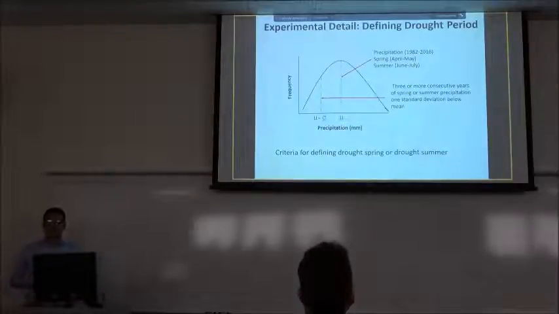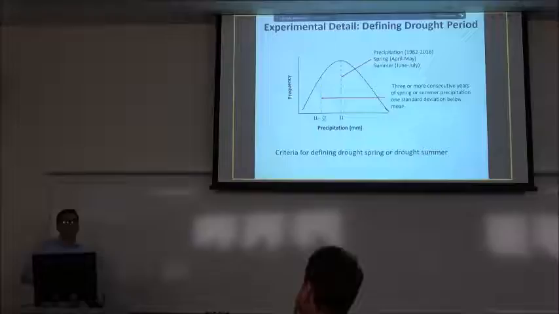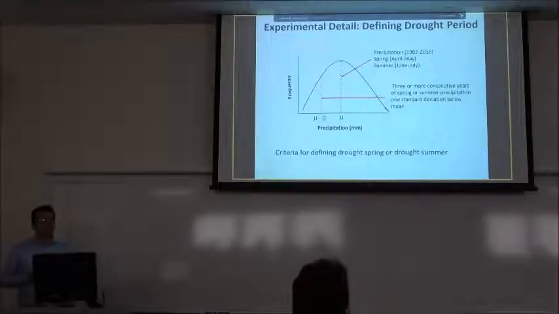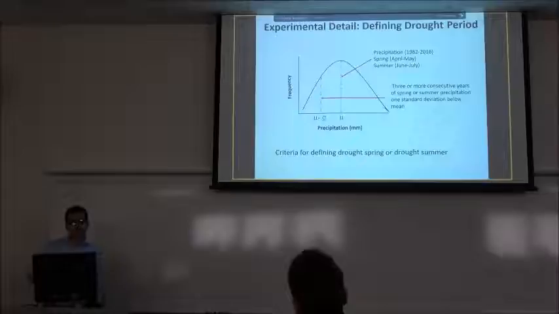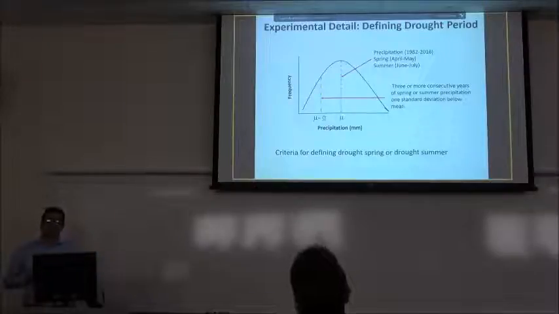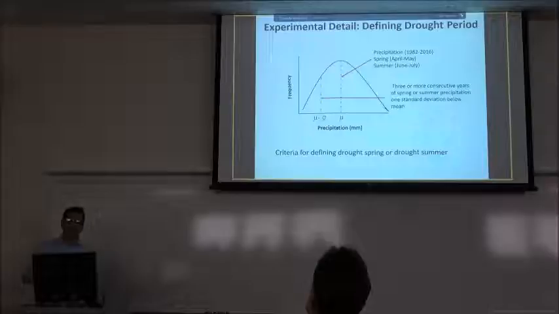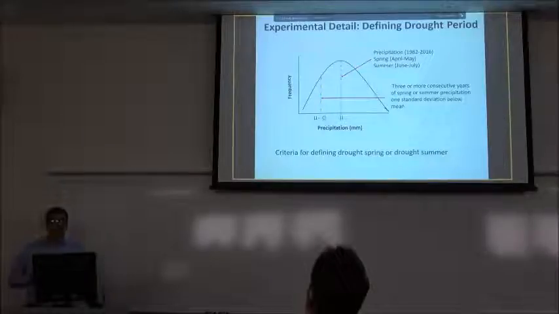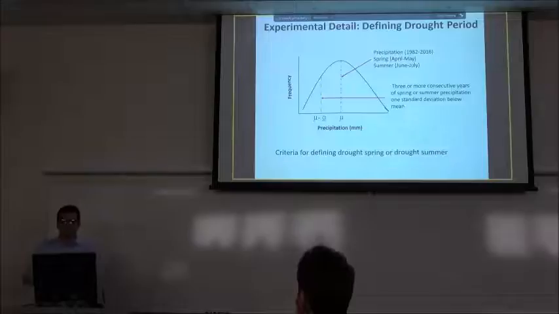So the first thing we have to do for this research is to define the drought period. We have to define the drought spring as well as the drought summer. To define the drought spring, we will be looking at 3 or 4 years of spring precipitation more than 1 standard deviation less than the normal spring precipitation. Similarly, to define the drought summer, we will be looking at 3 or 4 consecutive years of summer with precipitation less than 1 standard deviation of the mean. In this way, we will be defining the drought spring as well as drought summer.